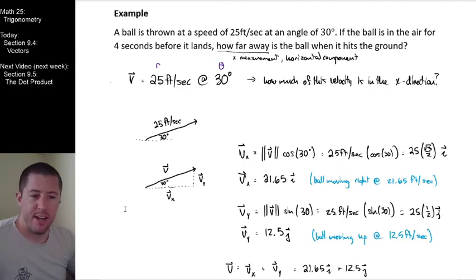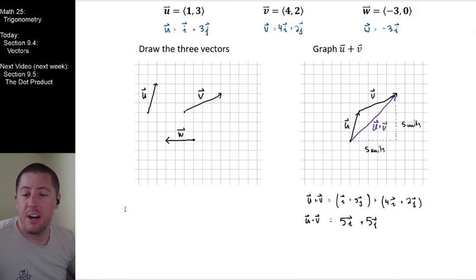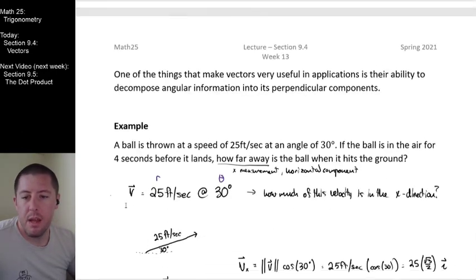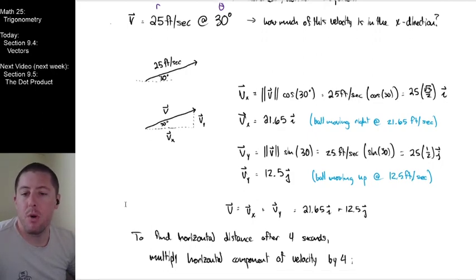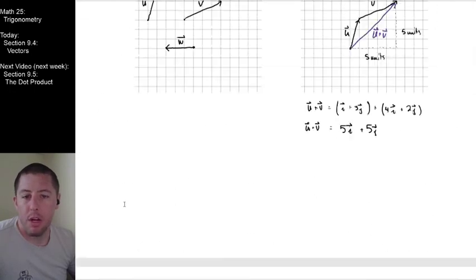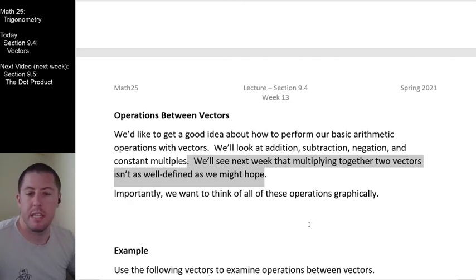So this was our introduction to vectors here today. Our important thing was that we got our notation. We saw how to graph vectors and do operations between them. We saw two physics scenarios as to when it helps us to decompose our vectors into their component parts. And importantly, one of the things that we didn't see today was what it means to multiply two vectors together.